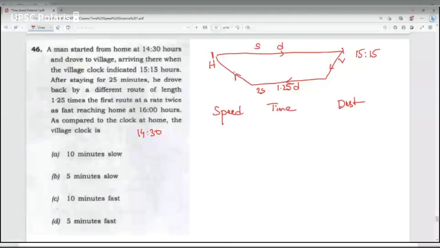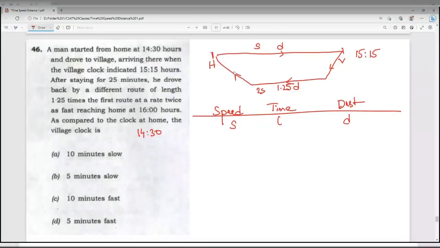So in the first, from home to village, he's taking speed S, and time we don't know, let this be T1, and the distance is D. And while coming back, his speed is 2S, and the time taken, let it be T2, and the distance covered is 1.25D. And we are asked what is the difference between the clock time at home and the time that is shown at the village clock.